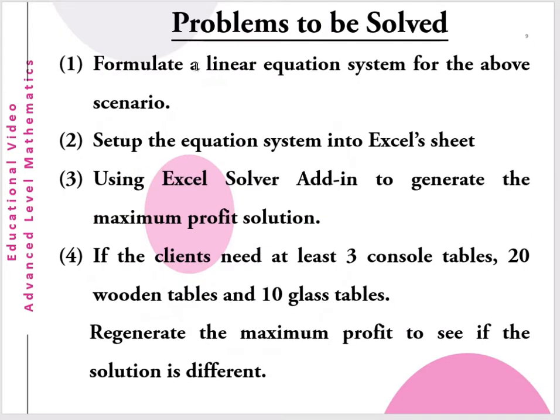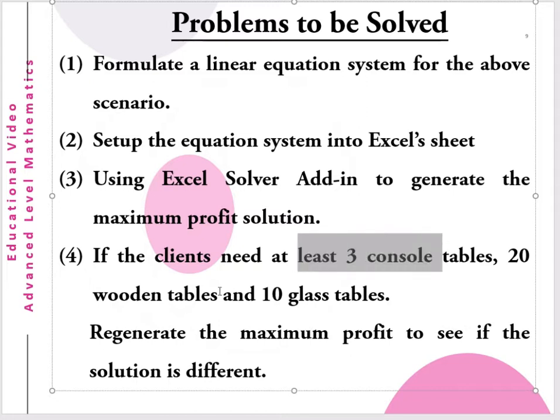First, we try to formulate a linear equation system for the above scenario. Second, we set up the equation system in an Excel worksheet. Third, we use the Excel Solver add-in. Solver is an add-in; we use it to generate the maximum profit solution. Fourth, if the client needs at least 3 console tables, 20 wooden tables, and 10 glass tables, that means a new constraint is added to the problem. We try to regenerate the maximum profit to see if the solution is different. So in the next session, I will teach you how to solve these four problems step by step.